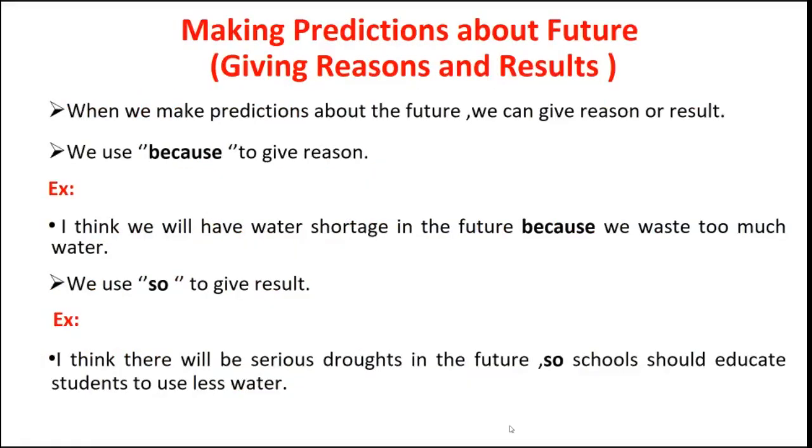Let's go on. When we make predictions about the future, we can give reason or result. We use because to give reason. Let's look at the example. I think we will have water shortage in the future because we waste too much water. We use so to give result. For example, I think there will be serious droughts in the future, so schools should educate students to use less water.